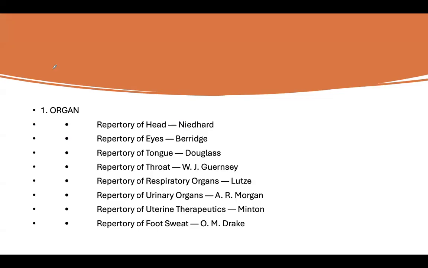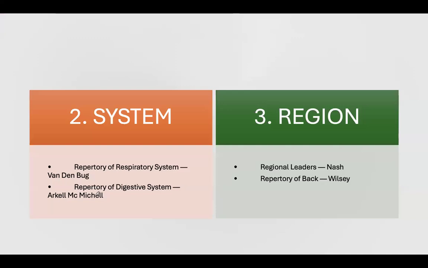Okay, so according to the organ, repertory of the head, repertory of the eyes, repertory of the tongue, Douglas, repertory of the throat, W.J. Guernsey. Okay, so if you go to the chapter of Ashok Kumar Das, you will get most of the authors of each and every book, sir. Okay, so this is very important. And according to the system, repertory of the respiratory system, written by Wadenberg, repertory of the digestive system, Arkel, Michel. Okay, in the case of regional leaders, Nash, repertory of the back by Wilsey. Okay, so these are very important.